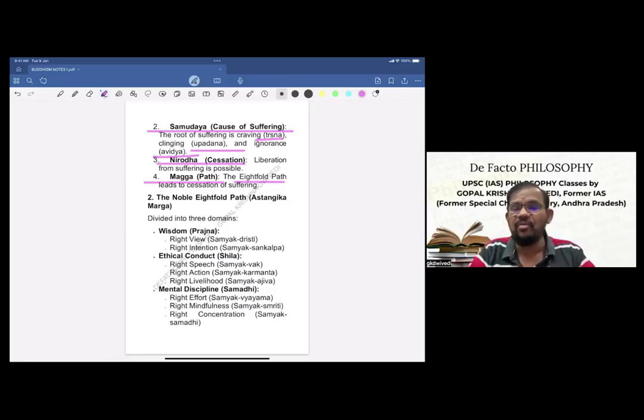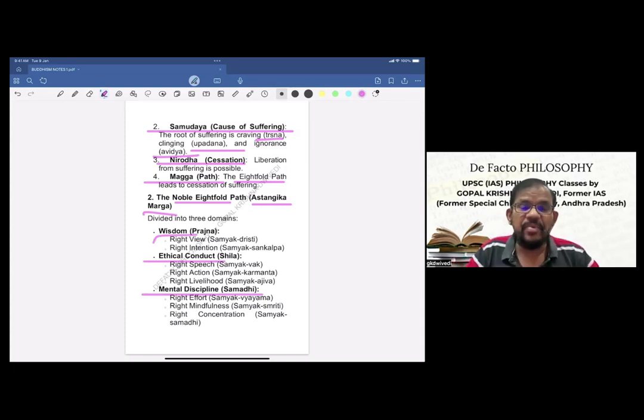Now, what is the eightfold path? This is the second topic we come to in Buddhism. The eightfold path, that is Ashtangik Marg. These are again Sanskrit words only. It is divided into three domains. First is wisdom, second is ethical conduct, and third is mental discipline.